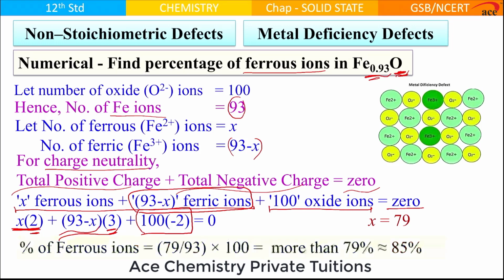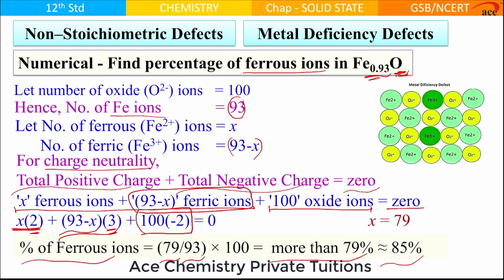So number of ferrous ions will be 79 divided by total 93. So that's how you get percentage, and the answer will be definitely, common sense, more than 79, and that will be 85 percentage. This is what is the logic of solving metal deficiency defect.